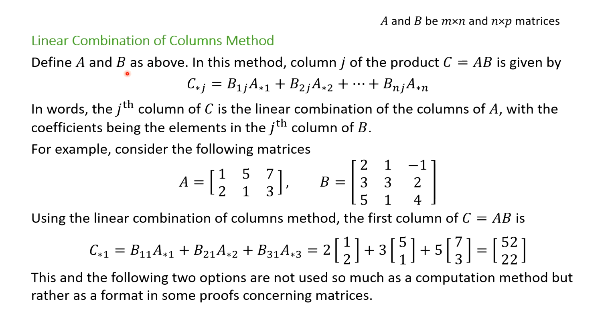Consider matrices A and B, where A is M by N and B is N by P. And we want to find column j of the product A times B. And it's actually this expression here, where these terms, the capital A's, this is column 1 of matrix A, this is column 2 of matrix A, all the way up to column N. And then these elements here, B1j, B2j, through BNj, are the elements in the jth column of B.